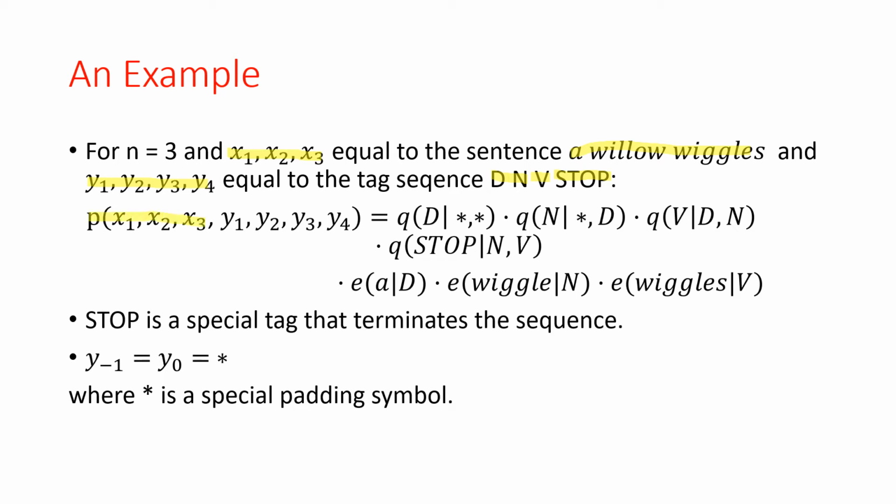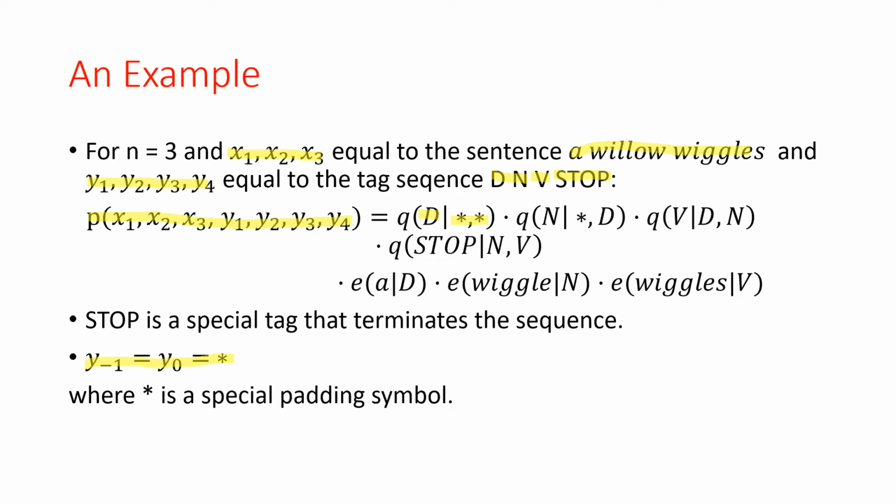So in order to calculate the joint probability of these 3 words and these 4 tag elements, we have to multiply these product terms, q and e terms. So let's start from the beginning. First is this q term, the conditional probability of a determiner given 2 stars. Let's recall that our tag sequence starts with these 2 stars as defined here. So this star is a special padding symbol.